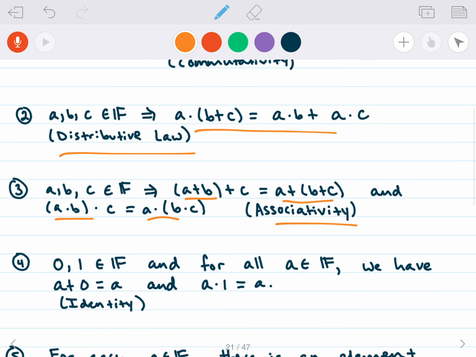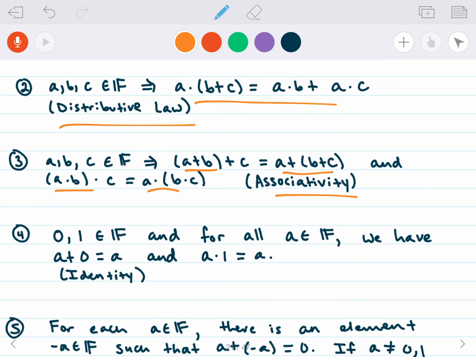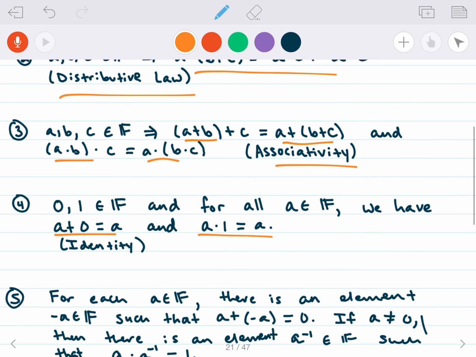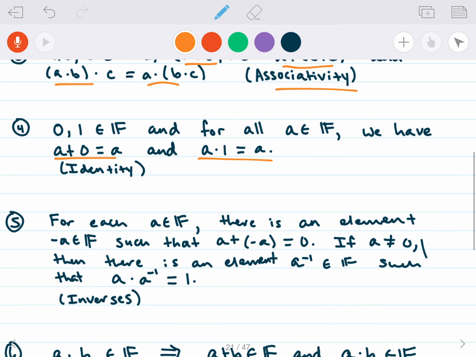The fourth one is that we have what's known as the additive identity in every field and the multiplicative identity in every field. So the additive identity is 0. Whenever you add something in a field to 0, you get that thing back. You know this. 3 plus 0 equals 3. 5 plus 0 equals 5, etc. And every field has a multiplicative identity, which is 1. So you multiply anything by 1 in your field, you get that thing back. We all know this about real numbers.